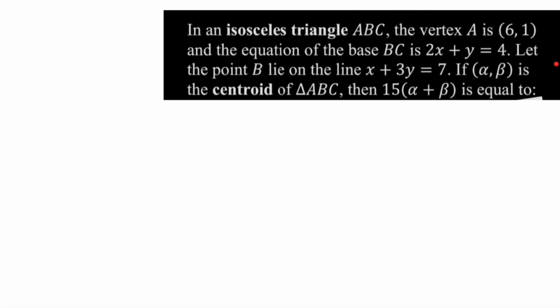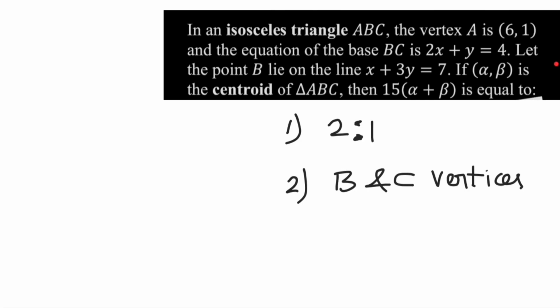So this is the question. We will be solving this question using two different approaches. One is the 2:1 ratio and the other is by finding the coordinates of B and C vertices. Let's see which method is easier and more efficient. First we will go with the first method, which is using the 2:1 property.